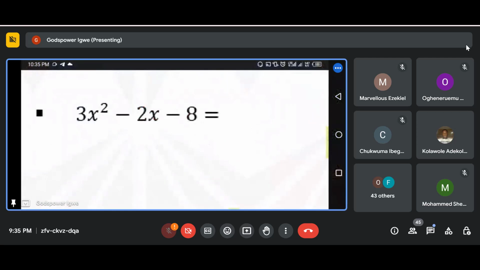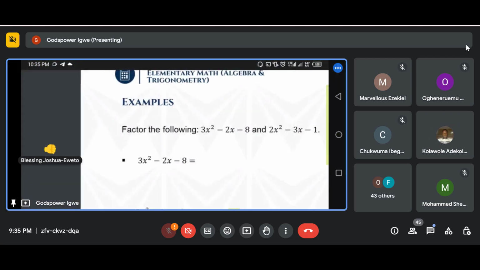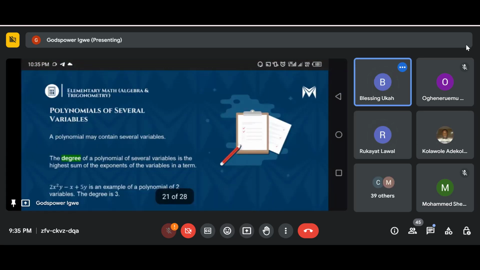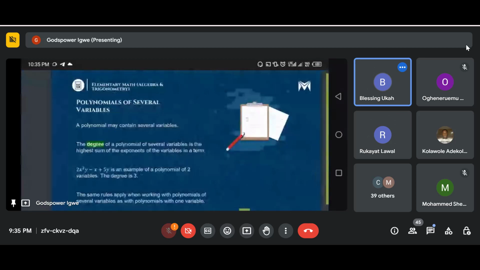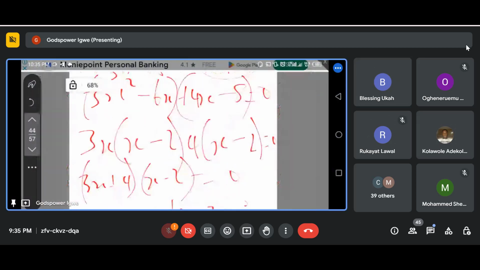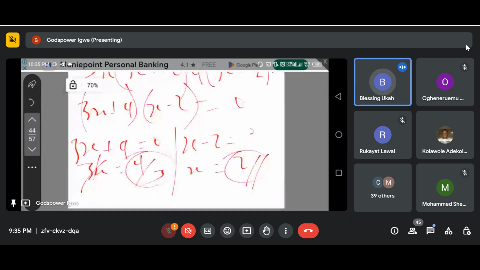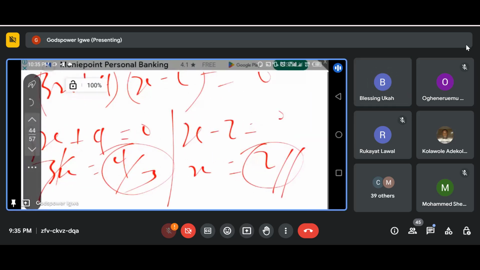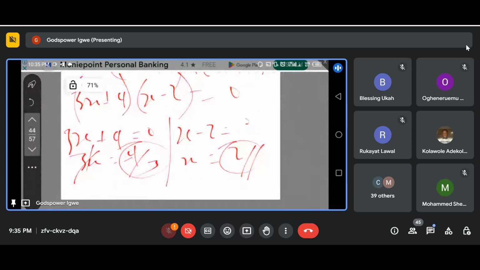I believe we understand that. Mr. Godspower, please, can you hear me? Mr. Closer, it's supposed to be -4/3. Is it not -4, please? Minus 4. Whenever you move the 4 to the other side, yes, it's true. There is minus 4. So that's the answer to that.